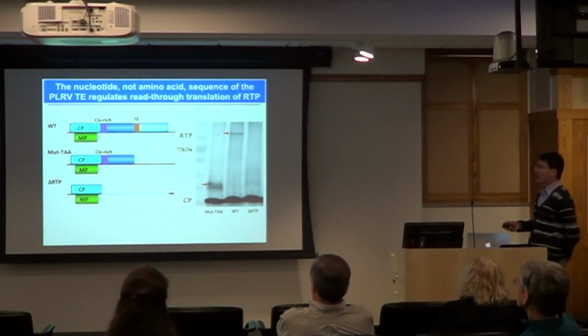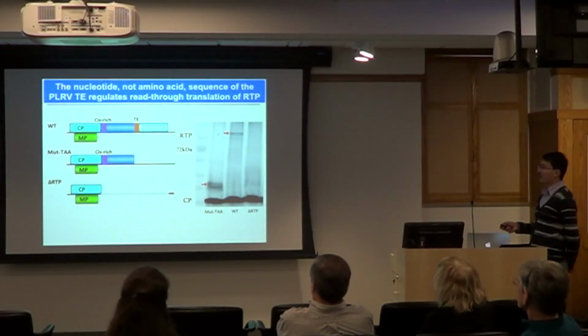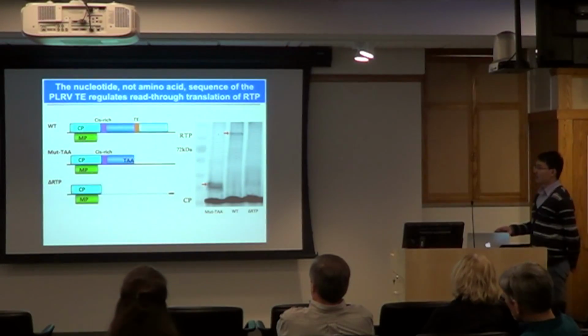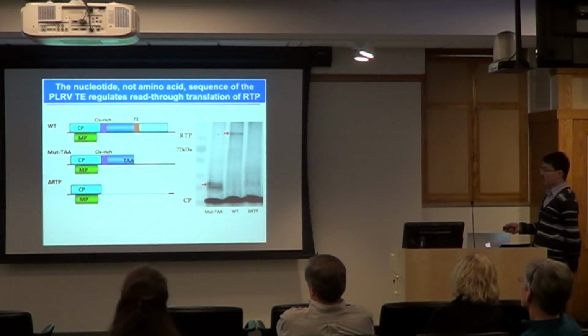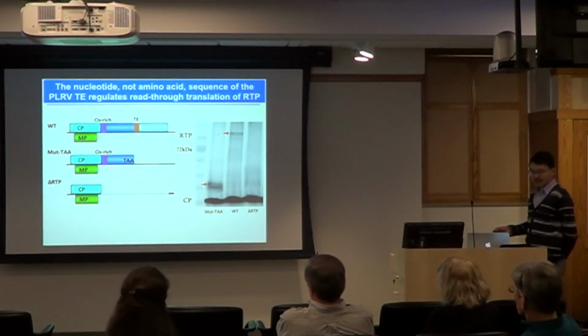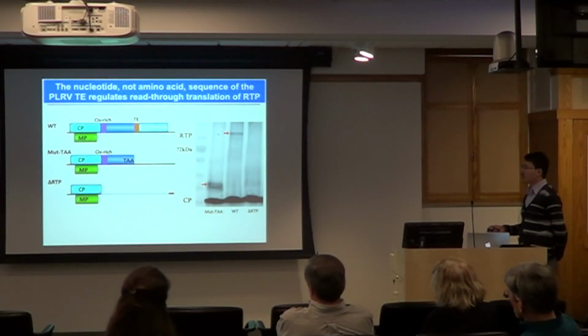So we asked whether the translational enhancer function is determined by the nucleotides in the translational enhancer or by the amino acids encoded from this region. A stop codon was introduced before the translational enhancer, so the nucleotides after it would not be translated. The RTP was still detected. We found a truncated RTP, indicating that the nucleotides in this region determine the read-through translation, not the amino acids translated from the translational enhancer domain.